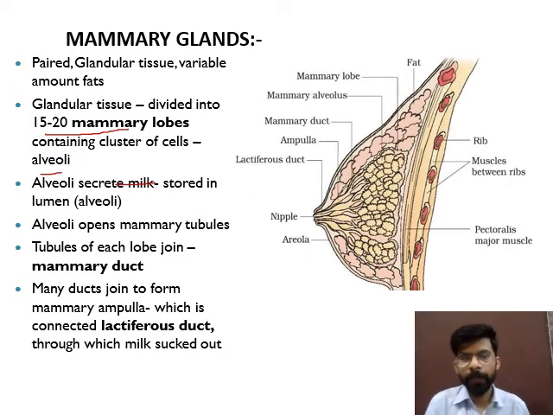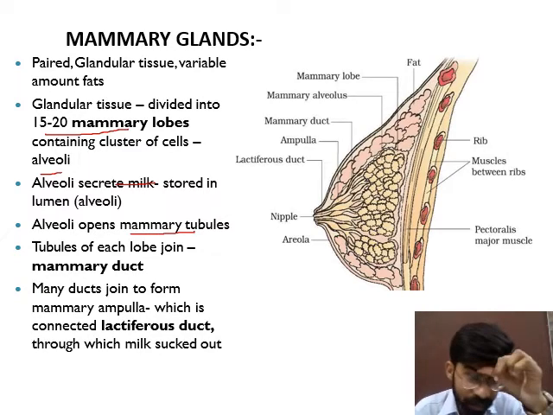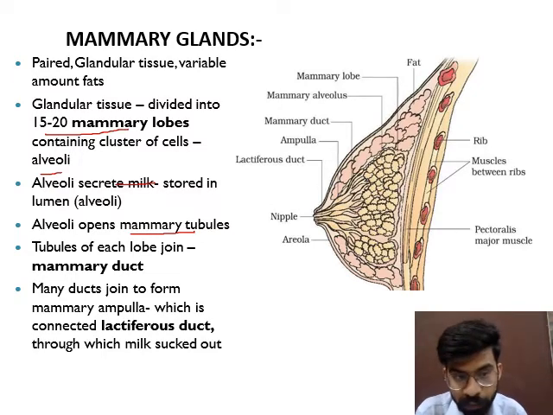Alveoli secrete the milk, and this milk is stored in the lumen. Lumen means space, the space inside the alveoli. Alveoli open into mammary tubules, and mammary tubules combine to form mammary duct, and these ducts combine to connect with the lactiferous duct through which milk is sucked out.